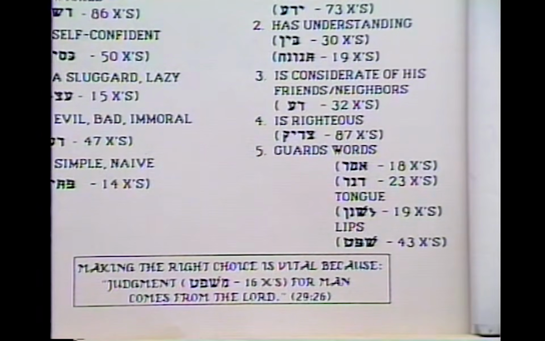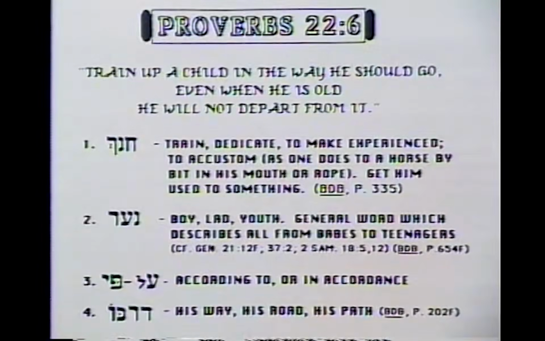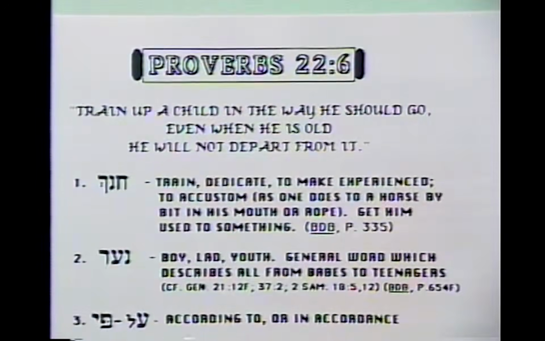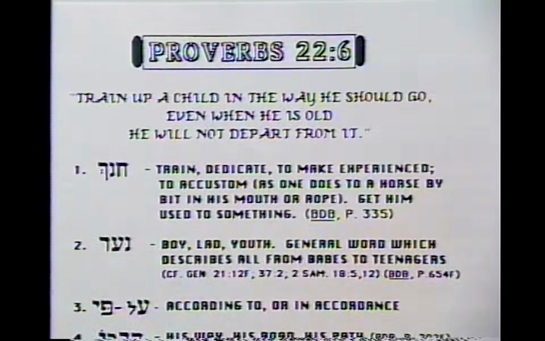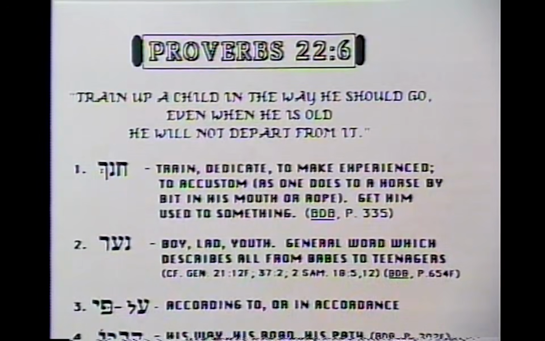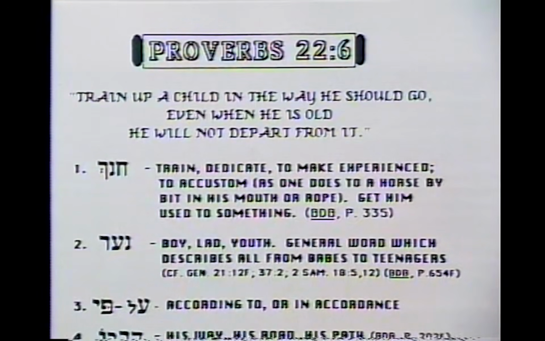Let's go to another chart and look at Proverbs 22 and verse 6. This has always been a very troublesome passage for some. You're familiar with it. "Train up a child in the way he should go, and even when he is old, he will not depart from it." What I've done is I've taken the verse and I've broken it down word by word and looked up BDB, which means Brown Driver Briggs. I've looked up the meaning of these words in Brown Driver Briggs.